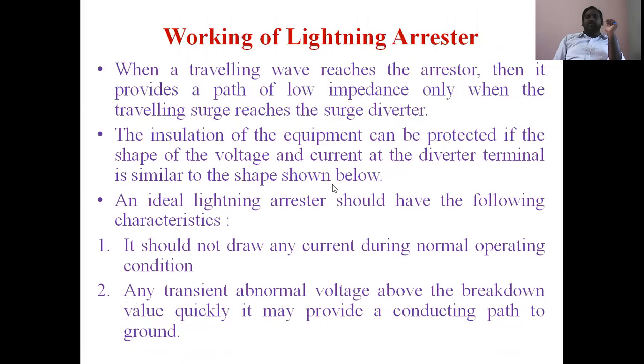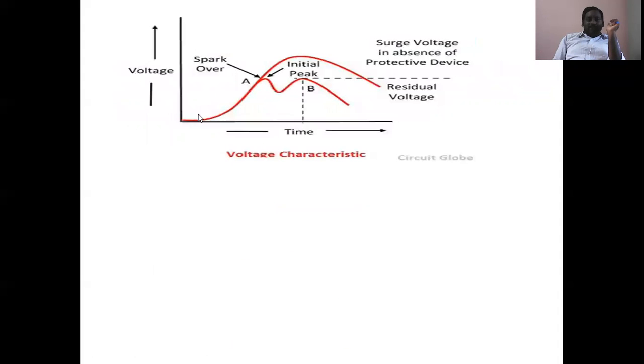What is that figure? You see here. When a spark over exists, when lightning or thunderstorms exist, the voltage can be raised like this within a shorter duration of time. This is the peak value, in the absence of a protective device.